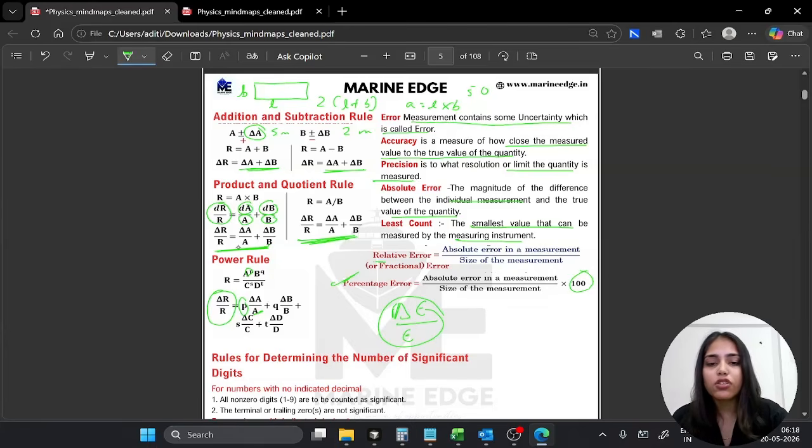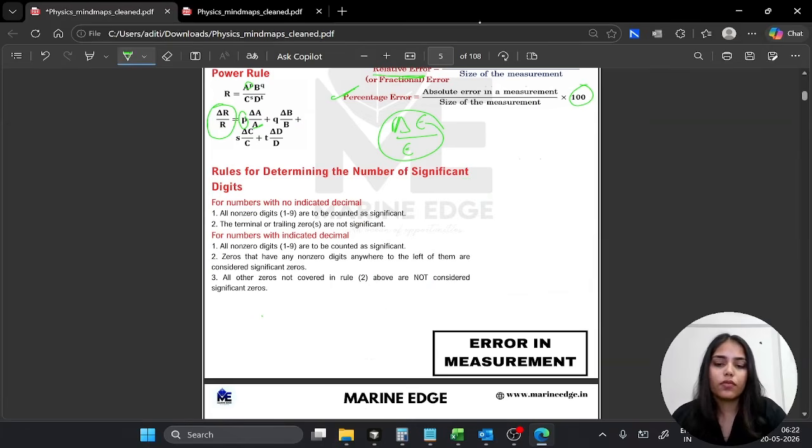This fractional error is also called your relative error. All right. Now, rules for determining the number of significant figures. When we talk about significant figures, those are the number of values in your given outcome or calculation that will tell you the precision or how accurate your calculation is.